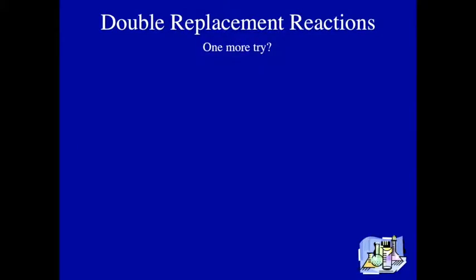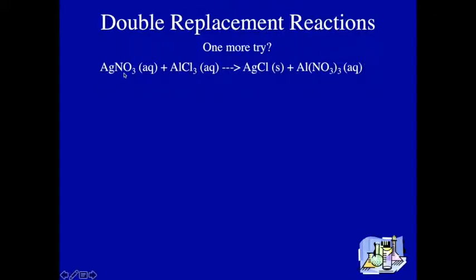One more, just to take a look, would be this. Silver nitrate, and again, by now we should definitely be familiar and comfortable with naming compounds. So silver nitrate, aluminum chloride, silver chloride, and aluminum nitrate. Most chlorides are soluble. Aluminum chloride is soluble. All nitrates are soluble. Aluminum nitrate is soluble. Silver chloride is one of those exceptions to chlorides being soluble.